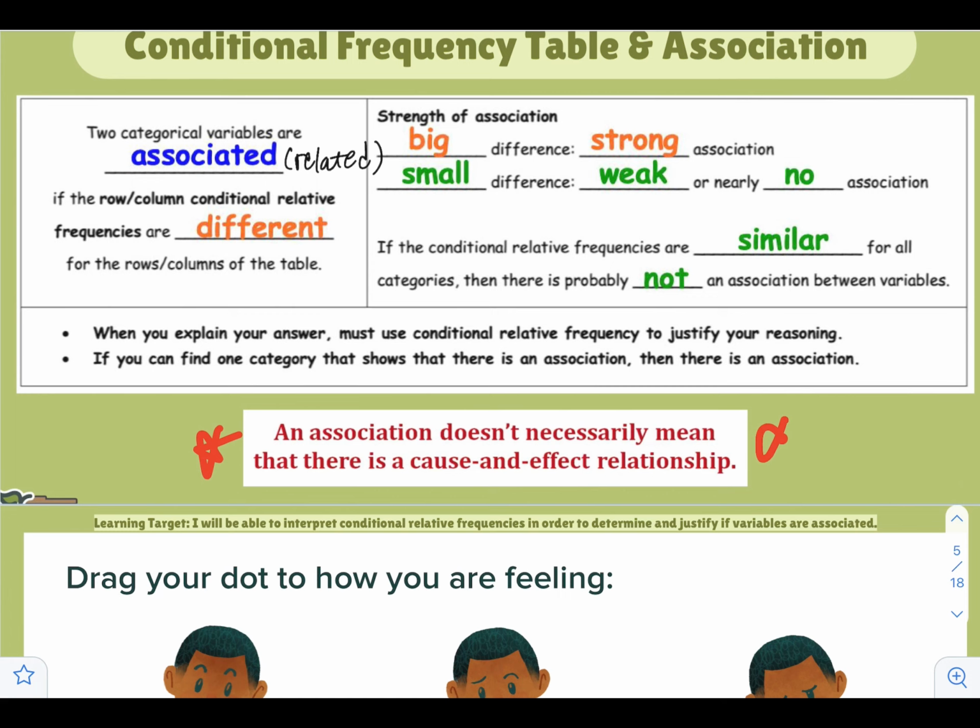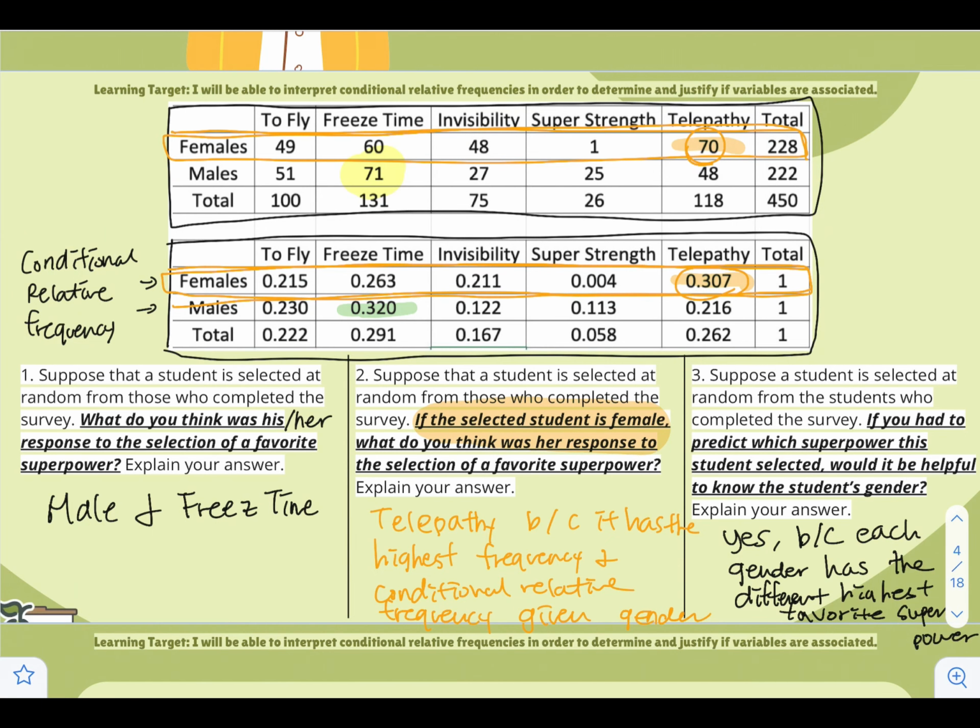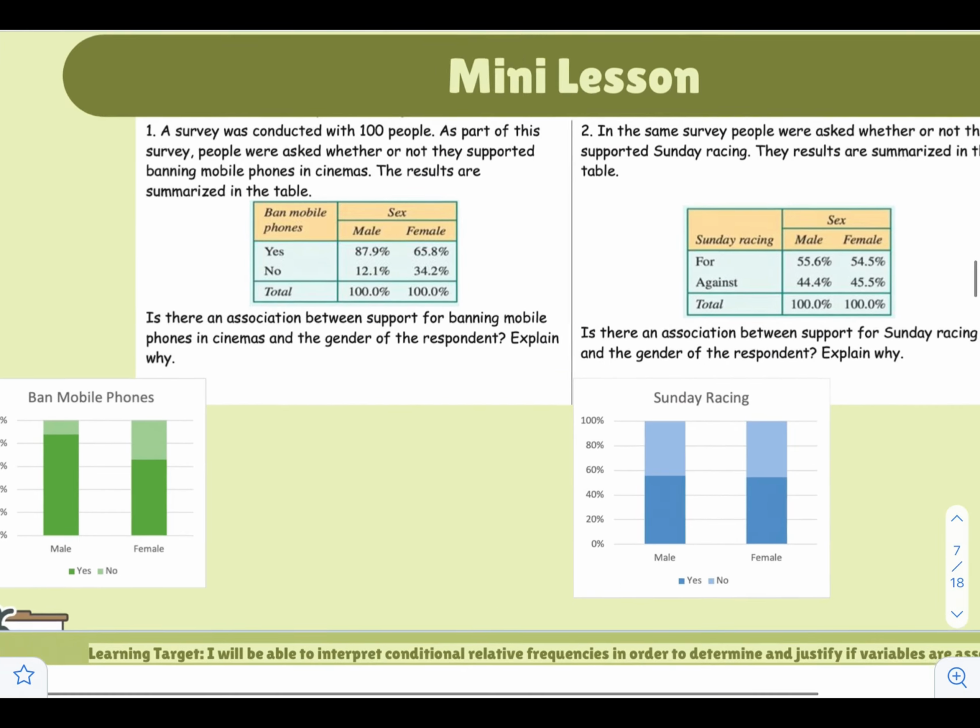Association does not mean there is a cause and effect relationship. It doesn't tell you that if you are female, you must like telepathy. There are a bunch of other female students liking the other options, and so we cannot say it's definite cause and effect. We can just generally say there is an association, that we can see some pattern, and we can use this information to predict, but we are not going to say it's definite cause and effect.